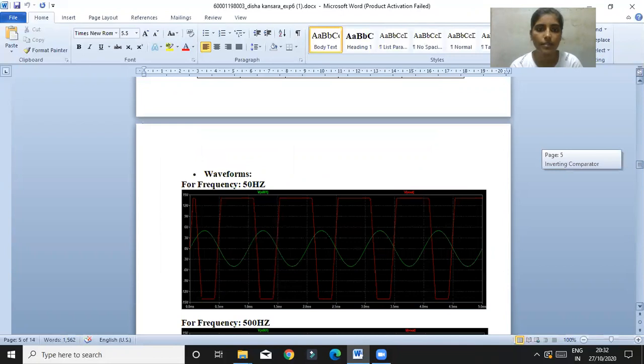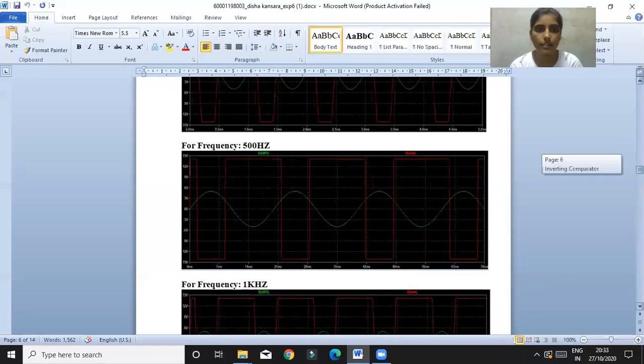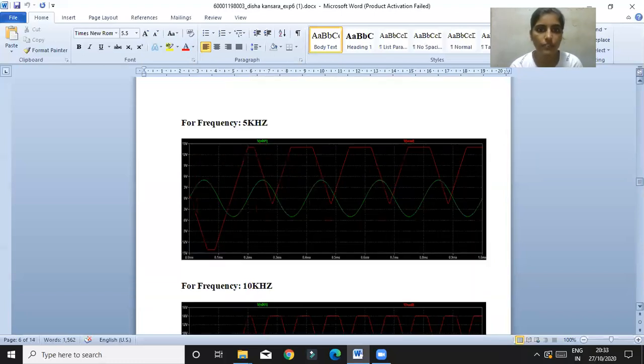Yeah, these are my waveforms for the other frequencies. For 50 hertz, the output is this. For 500 hertz, this is my output, and this is for 1 kilohertz, this for 5 kilohertz, and 10 kilohertz.